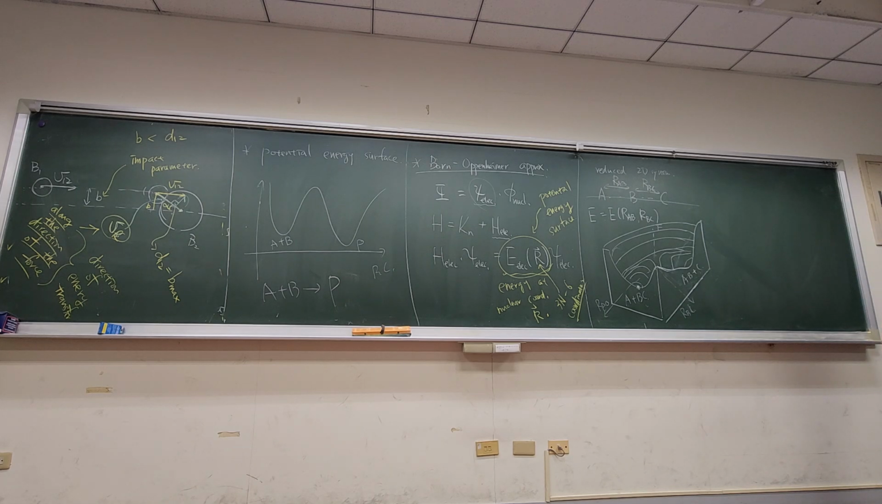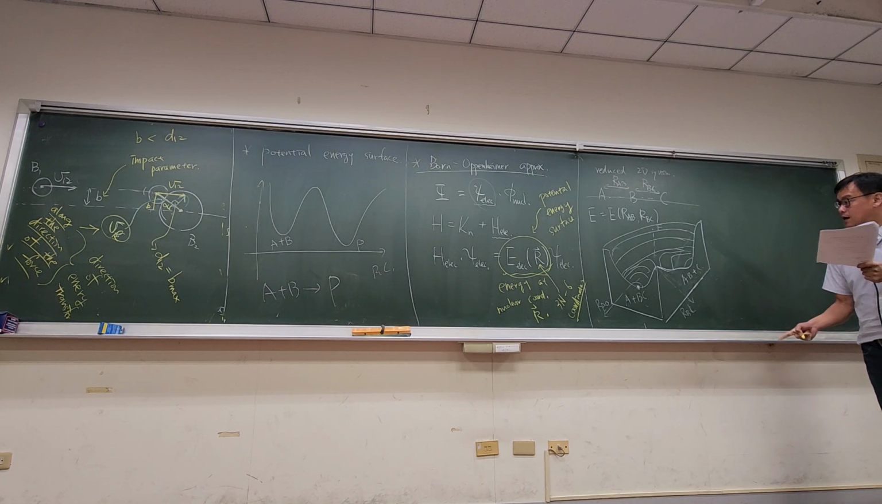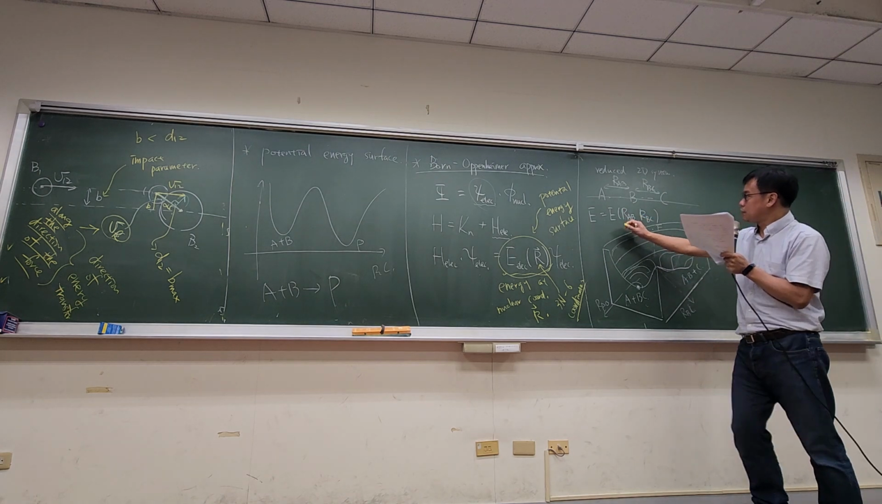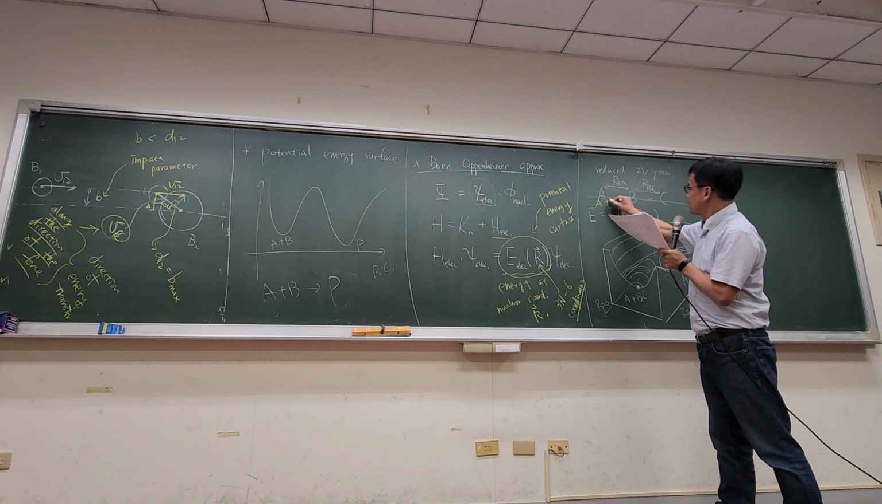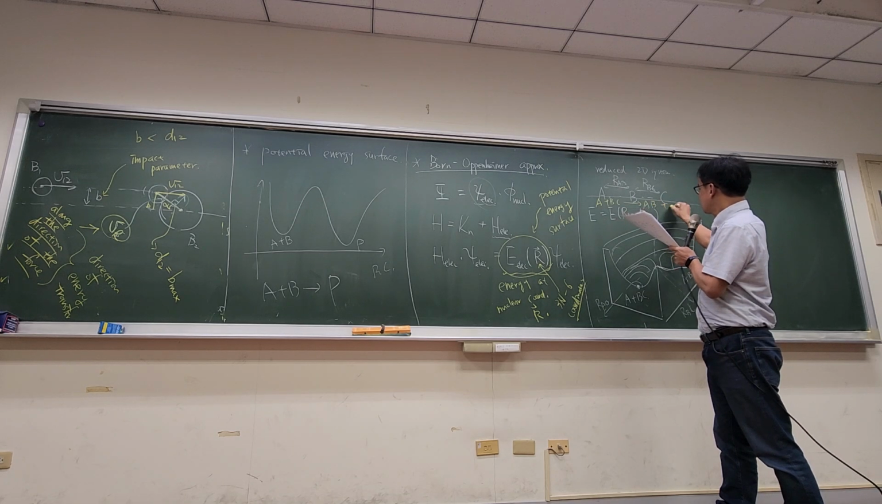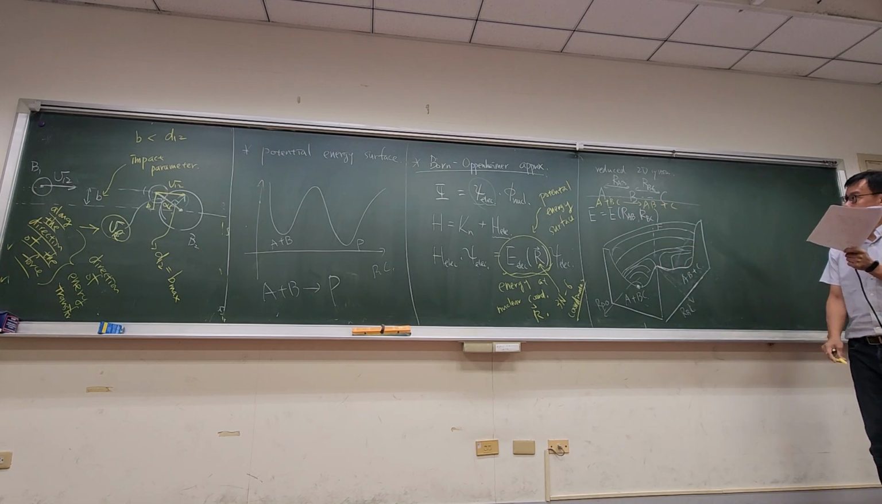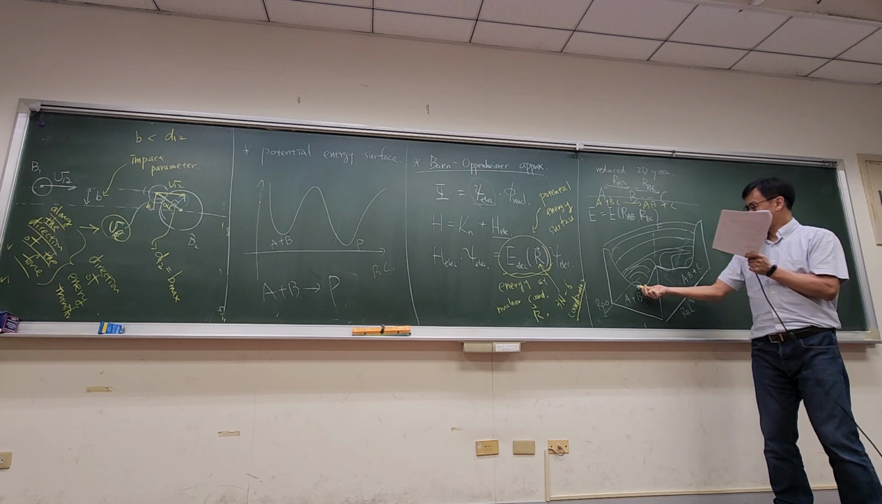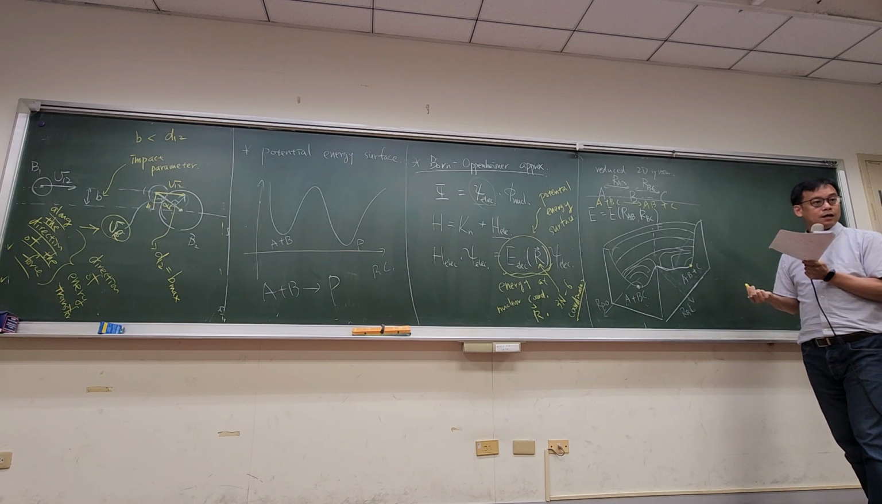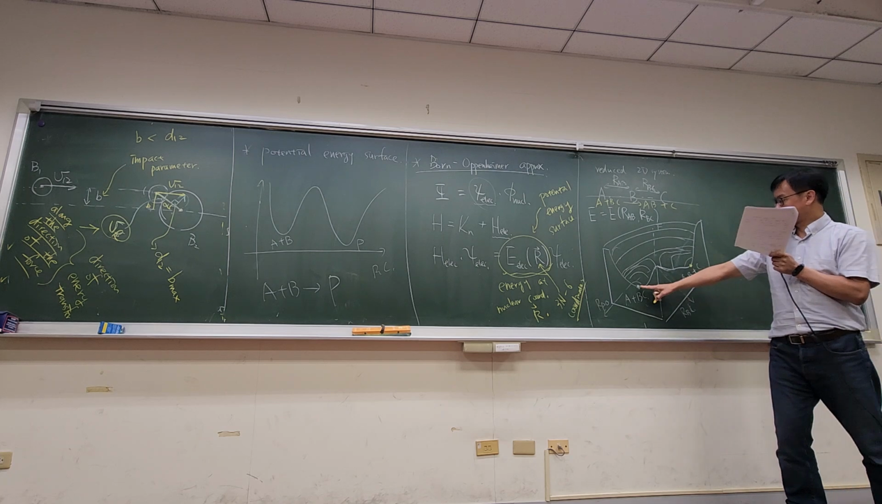So, here from the reaction, if you have a reaction A plus B, C became A, B plus C here. Basically, we start from here, want to go here. And how do you go from here to here?